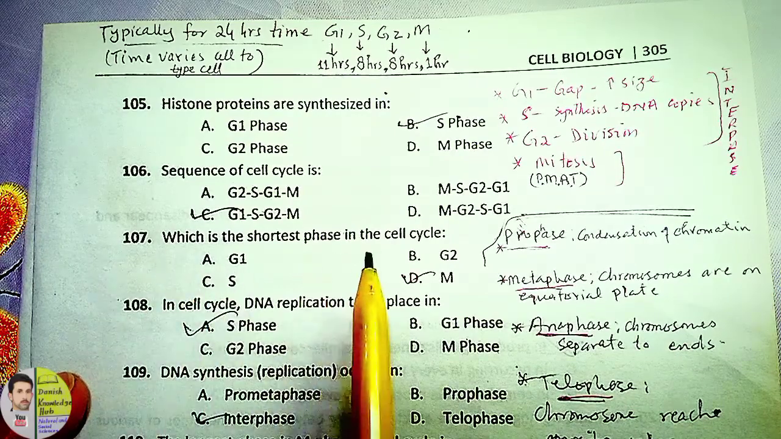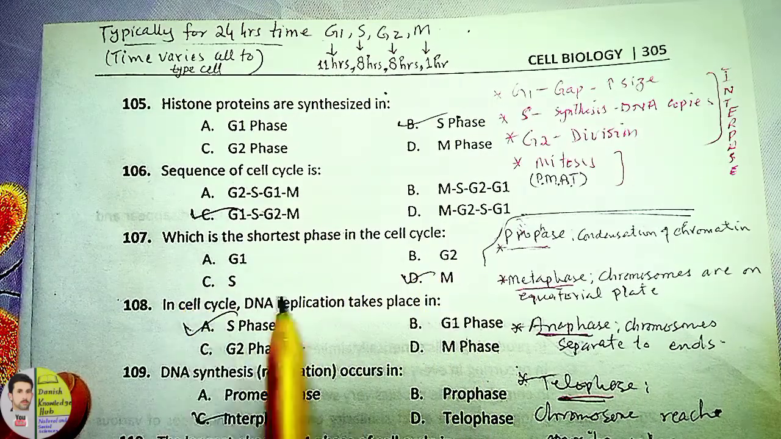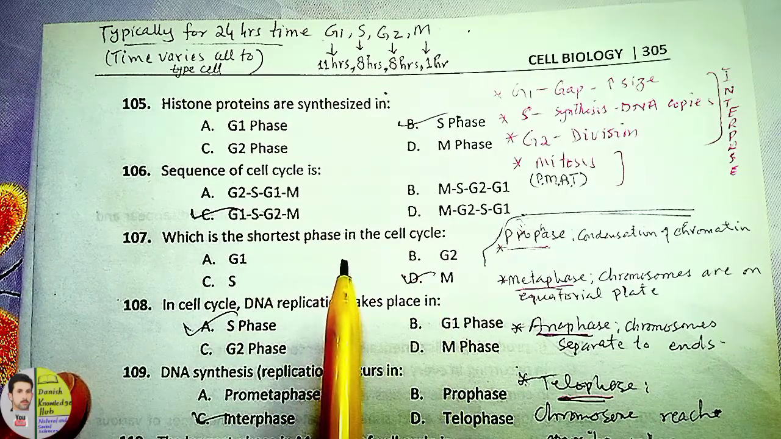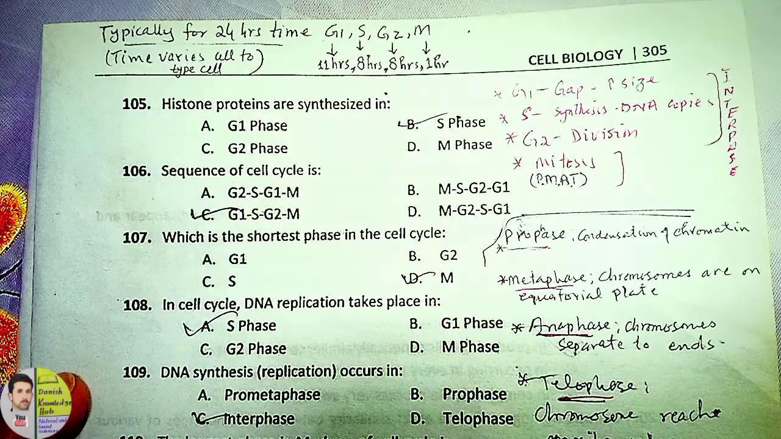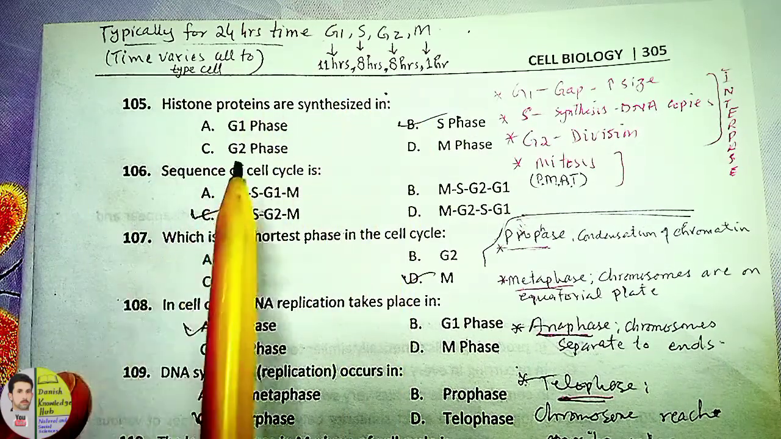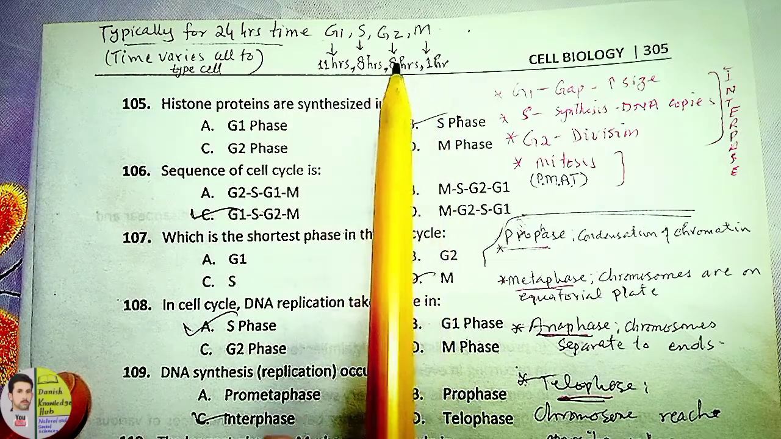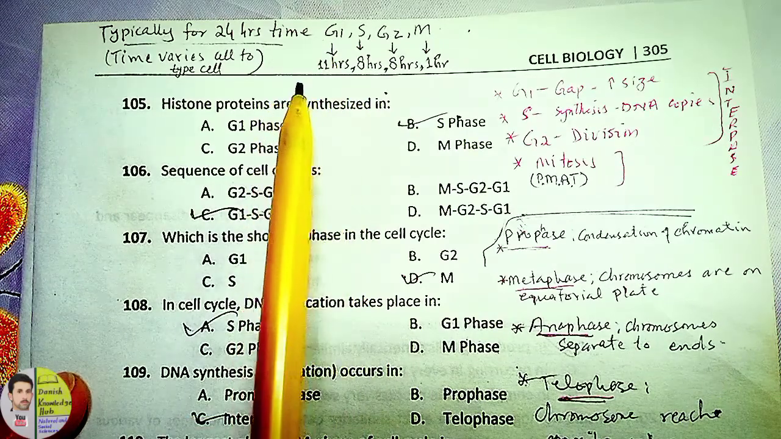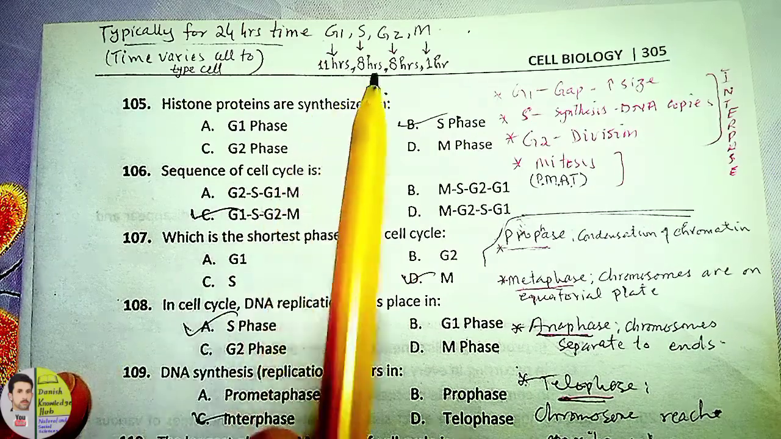107. Which is the shortest phase in the cell cycle? Option A G1, option B G2, option C S, option D M. The correct option is M. M is the shortest phase in the cell cycle. Typically, if we divide 24 hours for a typical cell division, the shortest phase in the cell cycle is M phase, 1 hour. G2, 8 hours. S, 8 hours. G1, 11 hours. The time varies from cell to cell, but it is a typical distribution for a typical cell.